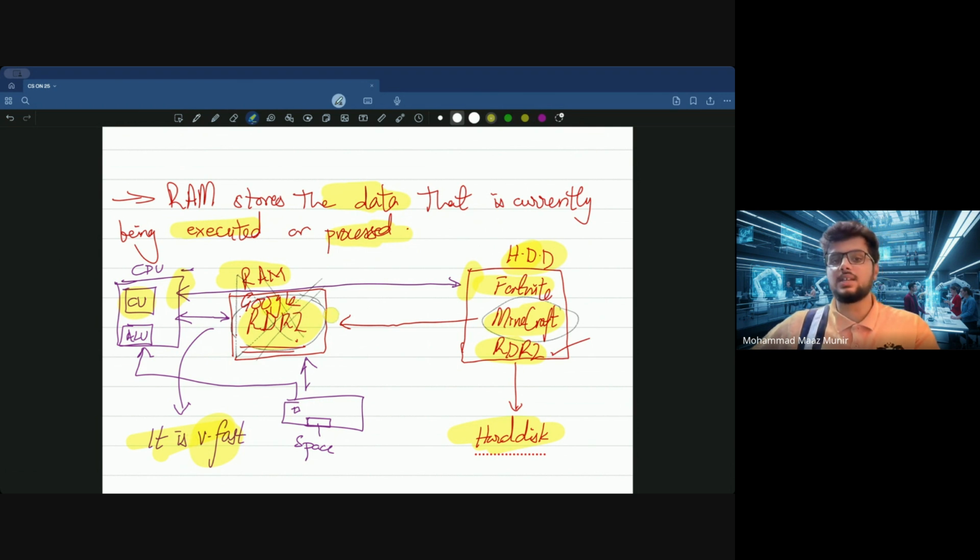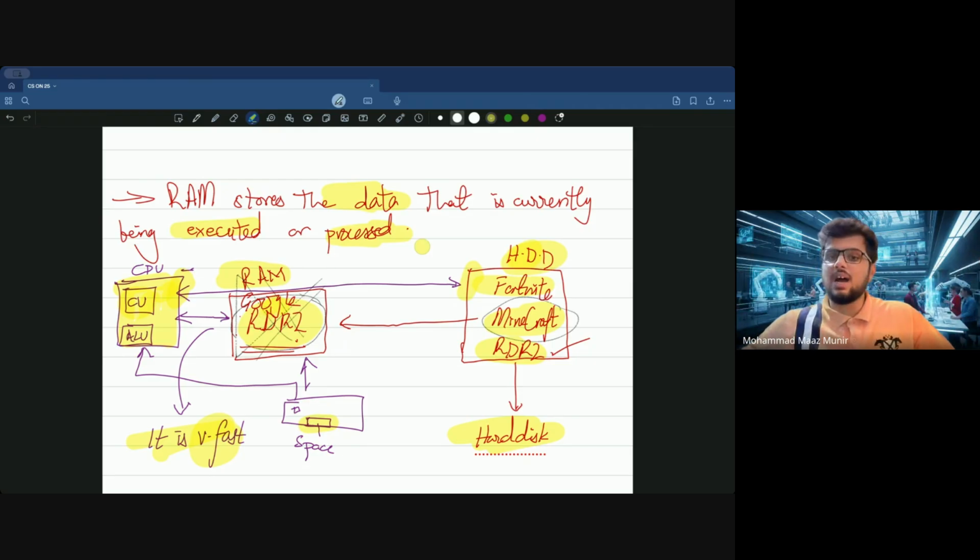So if I press the space button on my keyboard, the game won't get to know that I'm pressing space, right? The CPU is going to get to know that I just pressed that space button. So if RAM is faster, the connection between RAM and CPU is faster. So the CPU can quickly send a signal to the RAM, telling the game that the player wants to jump. So then it jumps.